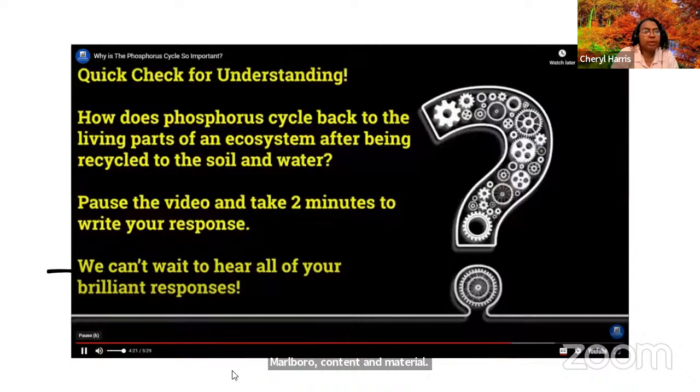Okay, there we go. All right, so write that question down. How does phosphorus cycle back into the living parts of the ecosystem after being recycled to the soil and the water?